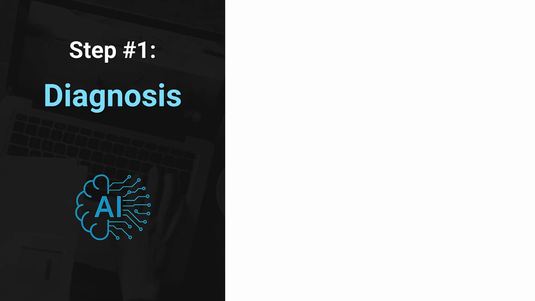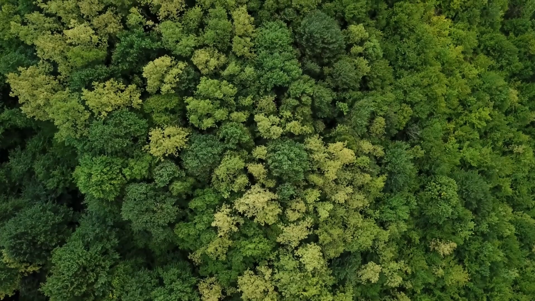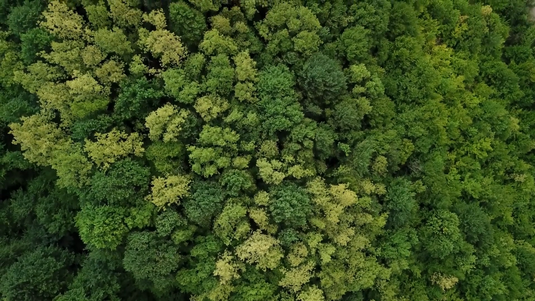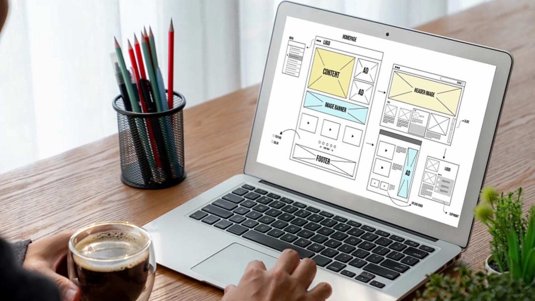Step number one is all about diagnosis, seeing your website the way a visitor sees it, objectively, not emotionally. Because after looking at your website for like the millionth time, it's hard to spot the problems. You know that old saying, you can't see the forest for the trees? Well, that's exactly what's going on here. So here's how we use AI to figure out what's not working on your site. Let's take your homepage as an example.